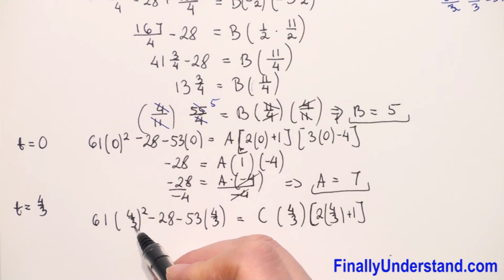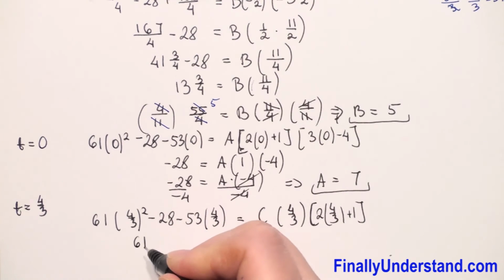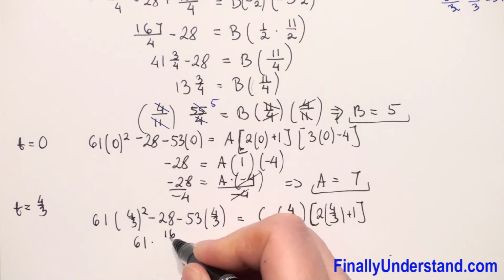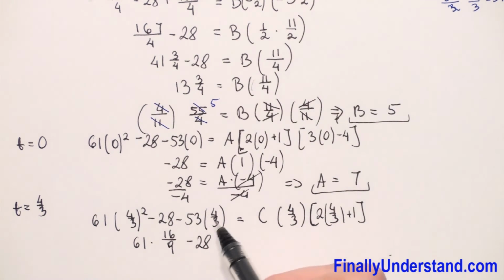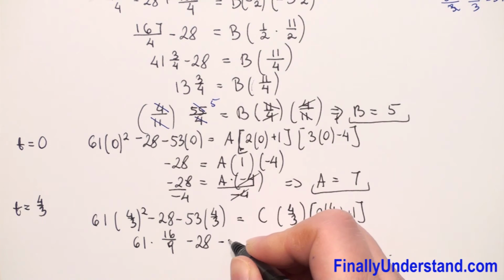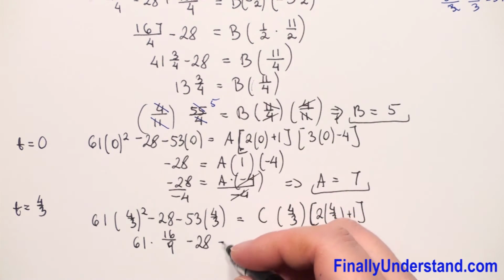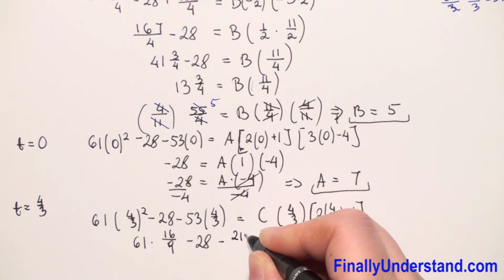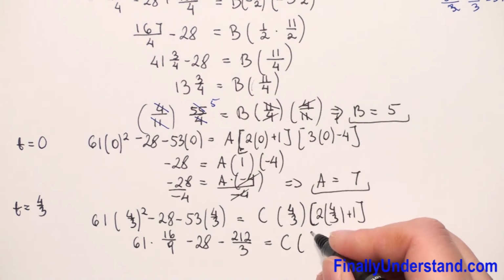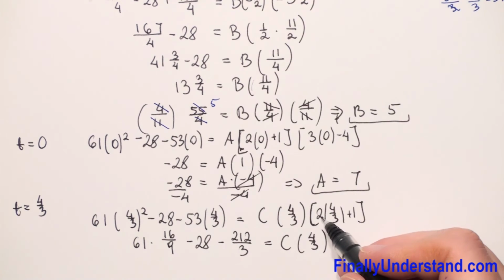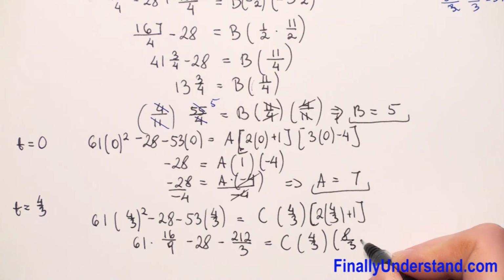So let me do this. First, 4 over 3 to the second power, 61 we have to copy, so it will be times 16 over 9 minus 28, and we will have 53 times 4 over 3. So this is negative, because we have negative times positive, so it will be negative 212 over 3. And on the right side we have c times 4 over 3, and in brackets will be 2 times 4 is 8 over 3 plus 1.